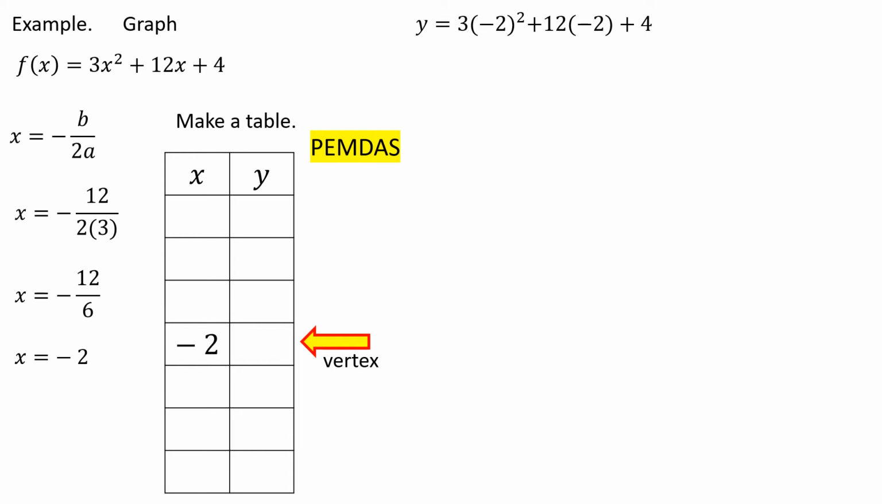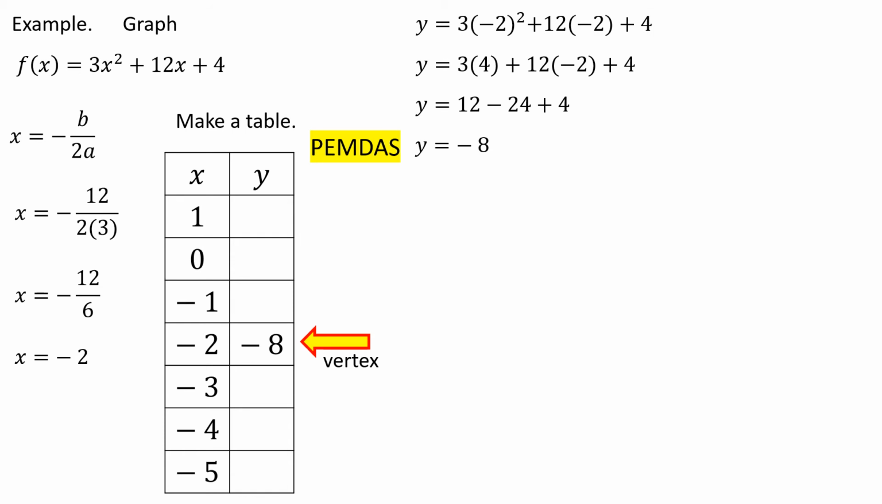Right? So inside the parentheses first, there's nothing that needs to be done. Then I'll look at the exponents. So negative 2 squared becomes a positive 4. Multiply or divide. So I'll do my 3 times 4 is 12. My 12 times negative 2 is negative 24. Then I'll do any adding or subtracting from left to right. And y becomes a negative 8. So my vertex is negative 2, comma, negative 8, right? That's an ordered pair.